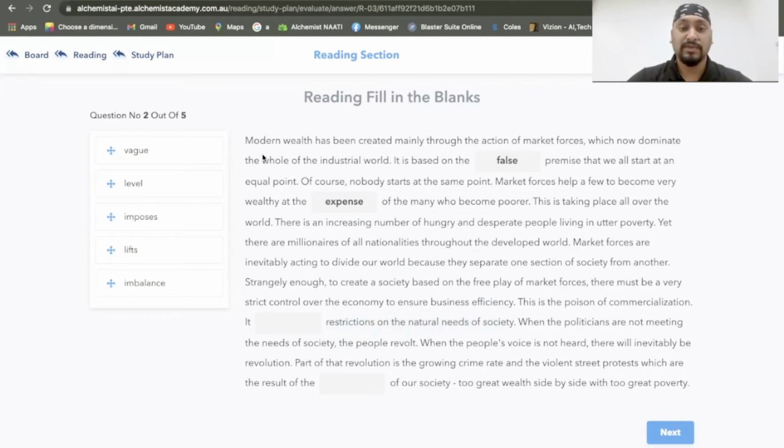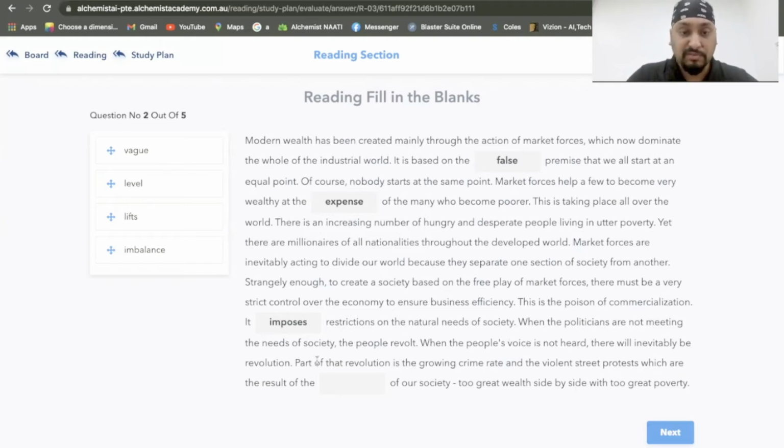So if you follow the story of the passage so far, it's talking about like there is a lot of inequality. So it is increasing the inequality. So basically, it does not lift it. It imposes. Imposes means you're trying to put it on to it. Okay, like it is giving you the inequality there. Okay. Now it imposes restrictions on the national needs of the society.